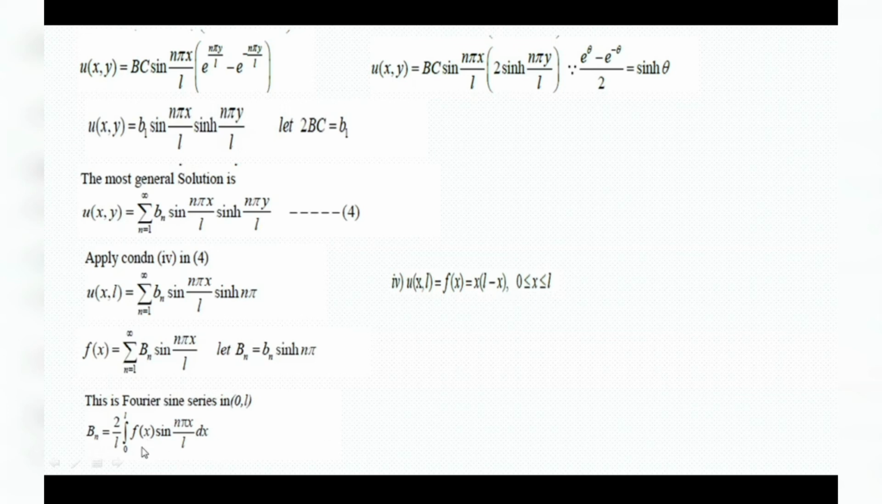Now, after substituting our f of x and after integrating it, we will be getting our Bn value, and from that Bn value we have to find small bn, and finally we have to substitute it in equation number 4. That's what we are going to do now.